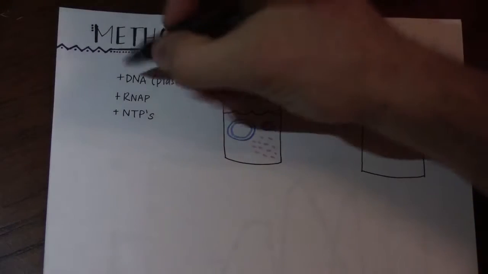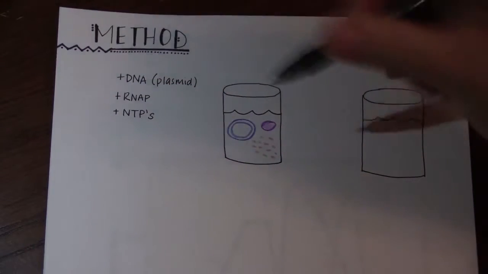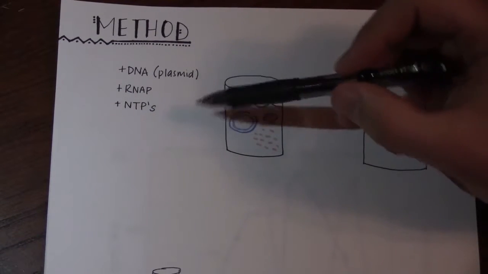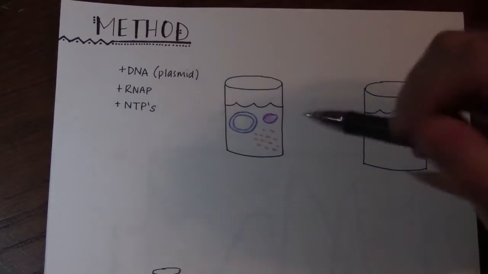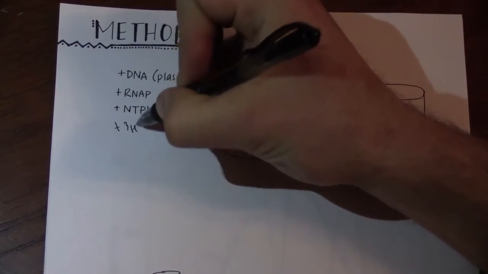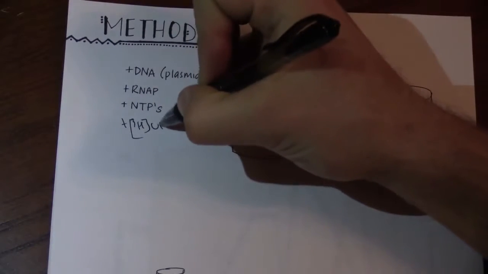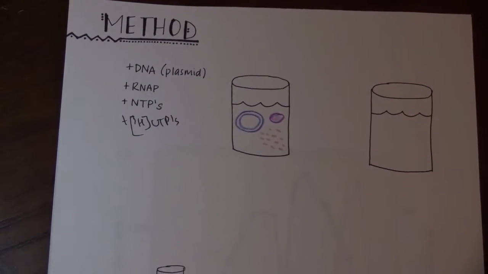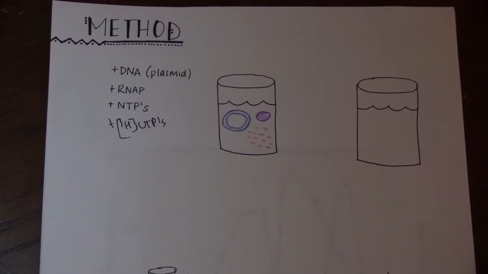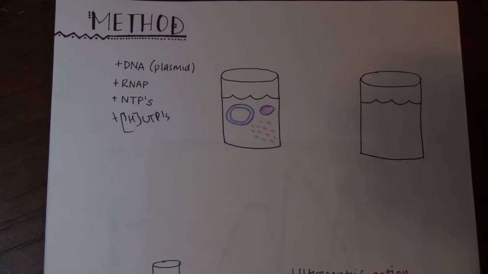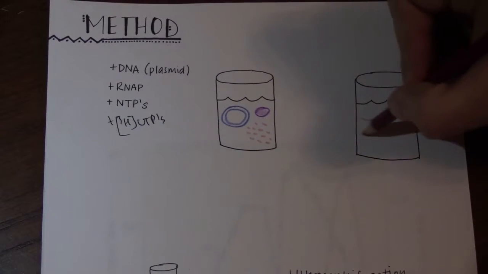First, Roberts took lambda DNA, added E. coli RNAP, and added NTPs. This is what's needed for transcription. But to assay his results, he added tritium-labeled UTPs to make his RNA transcripts radio-labeled. With his components combined, which would actually not be visible in the beaker, transcription led to long tritium-labeled transcripts.